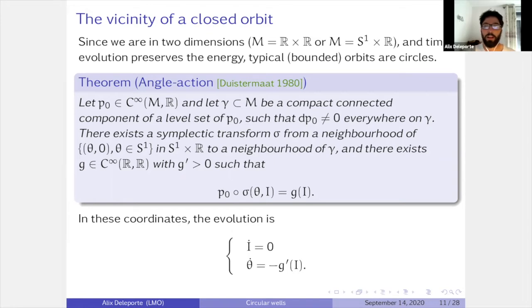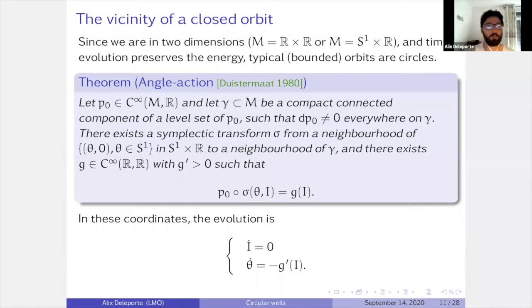So what kind of general theorems do we have to simplify the evolution of Hamiltonian dynamics in dimension 1 plus 1? In the rest of this talk, M will be either R2 or S1 times R. And the most simple thing you can try to do is to find nice coordinates near a non-degenerate level set of your energy, which is a circle.